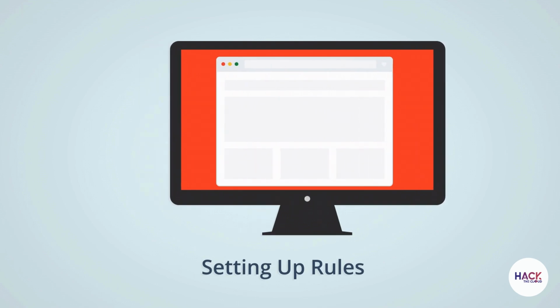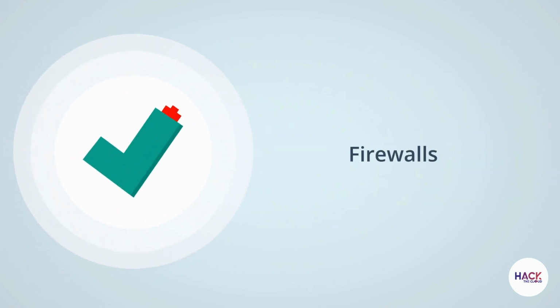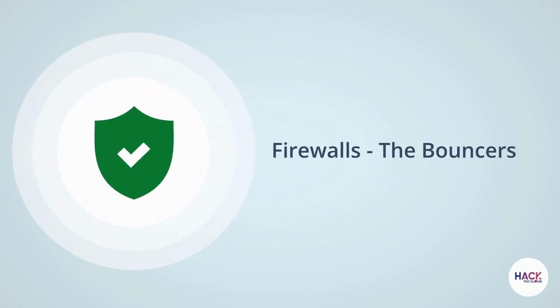And speaking of rules, firewalls, the bouncers of Cloud City. Next up, we've got firewalls. These are like the bouncers at the gate of your Cloud City. They're the ones standing at the entrance saying, "You can come in," or "Not on the list, buddy." Every piece of data has to show its ID at the firewall before it enters or leaves.